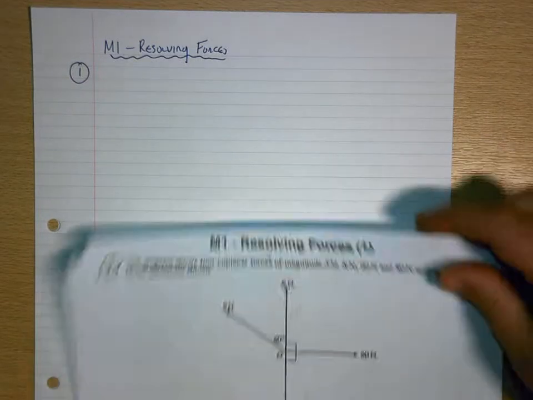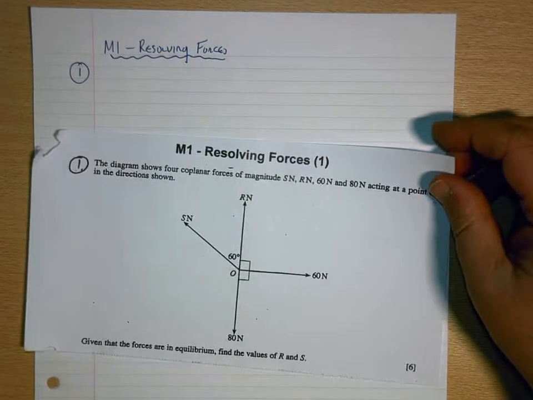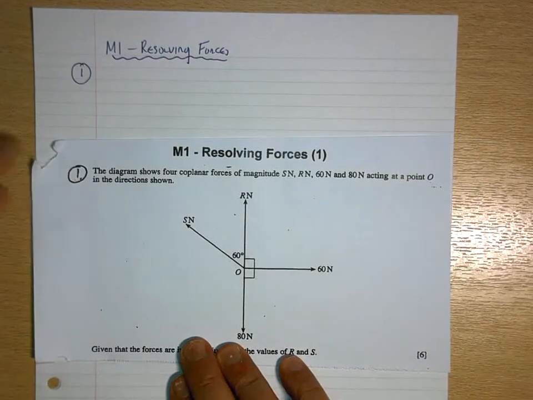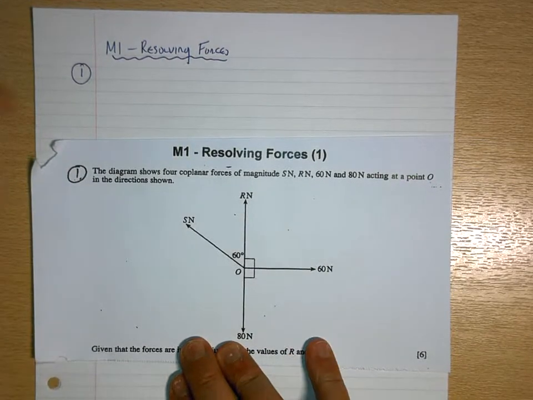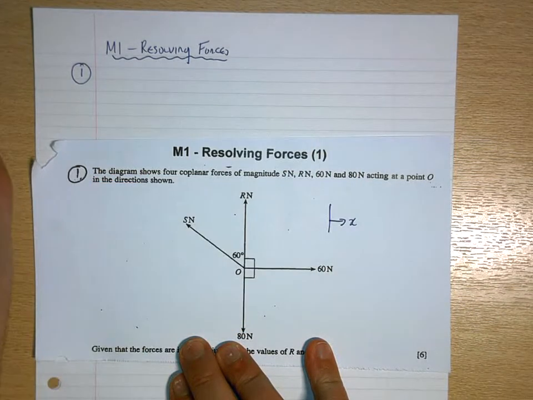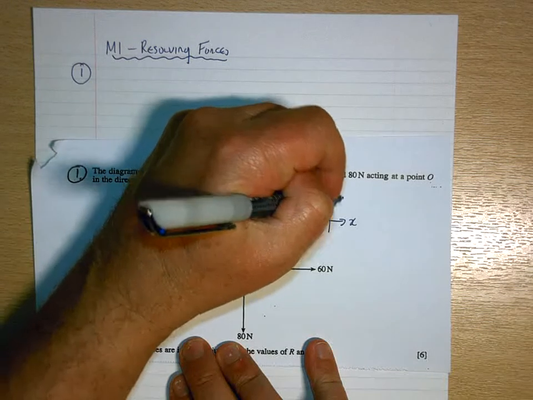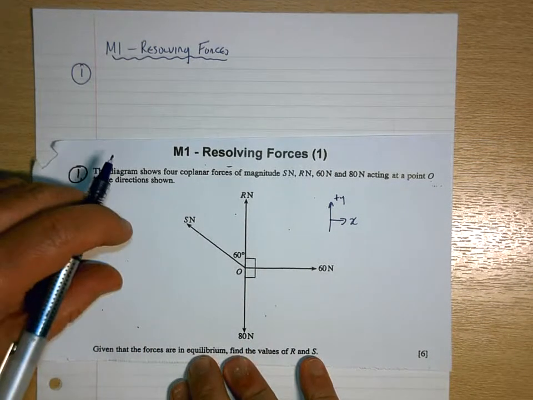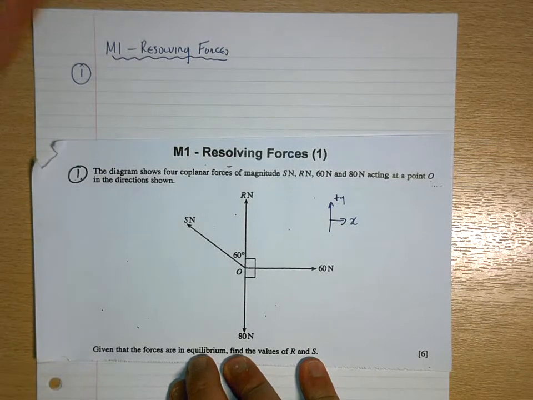Okay, let's rattle through some of these resolving forces questions then. So this is the first one. So here's our diagram. I'm going to take positive x to be in that direction, positive y to be in that direction. It's telling me the forces are in equilibrium.